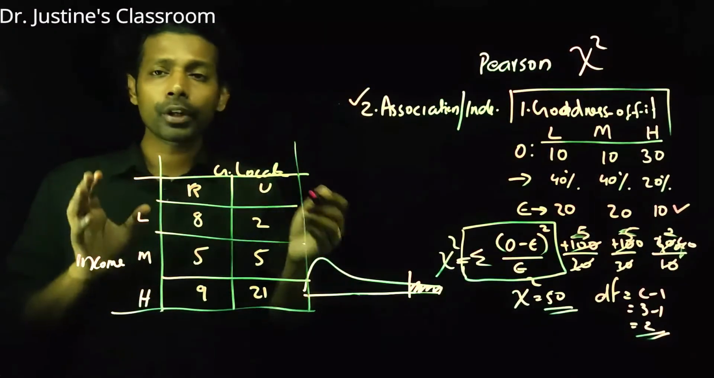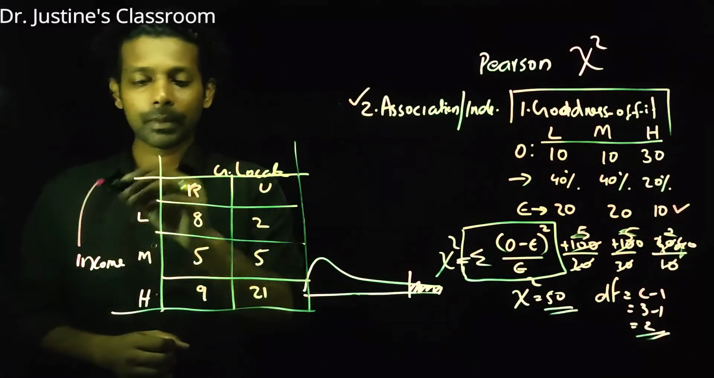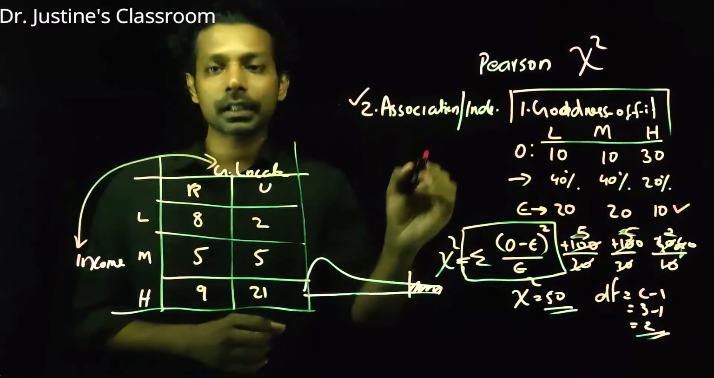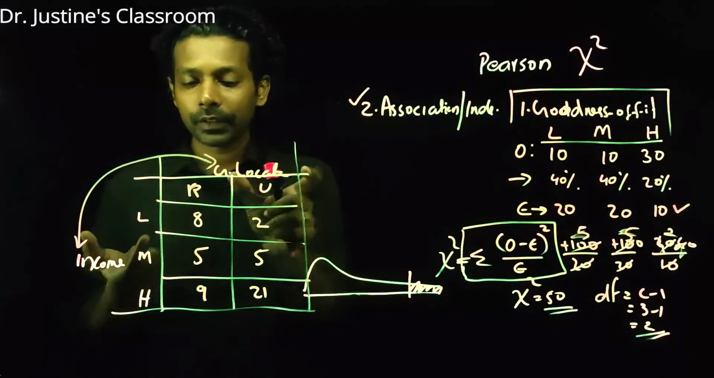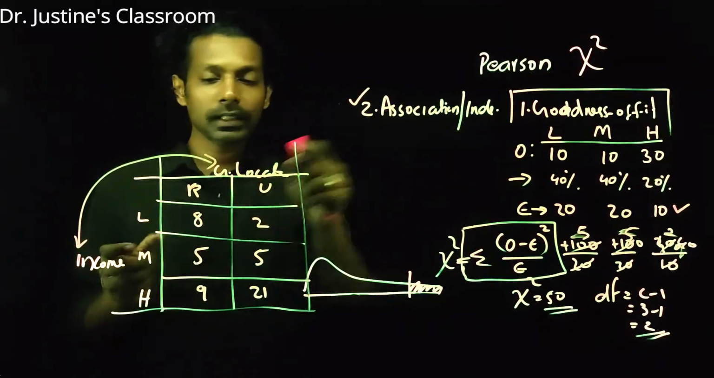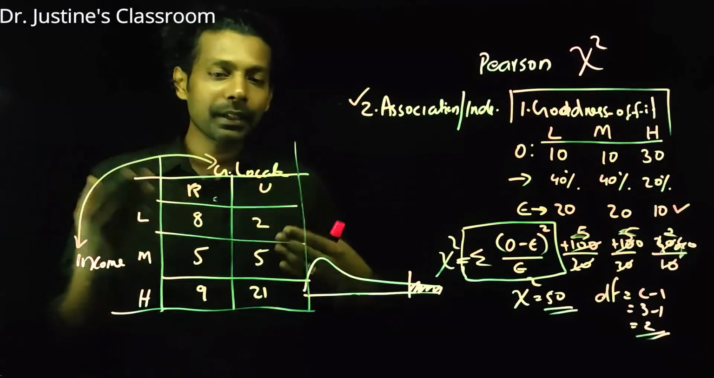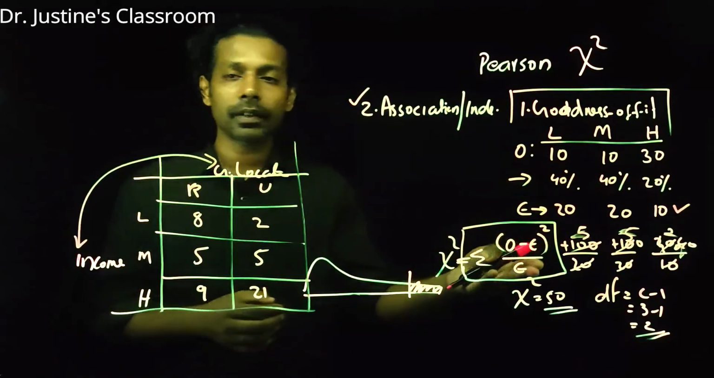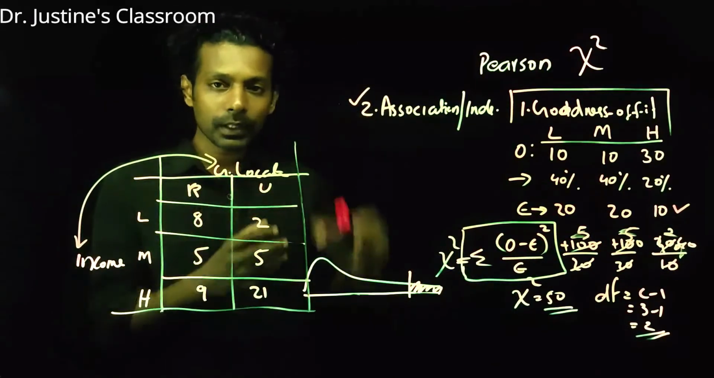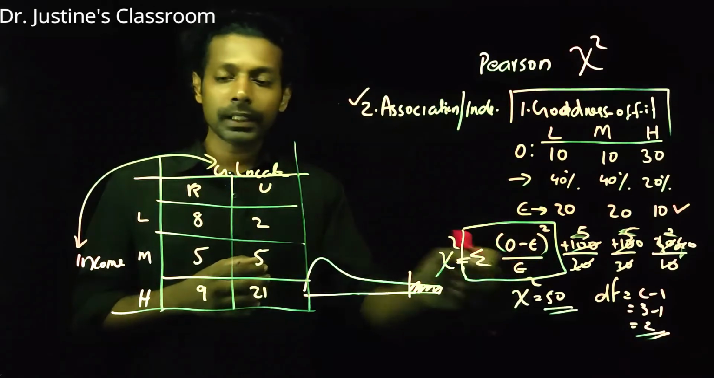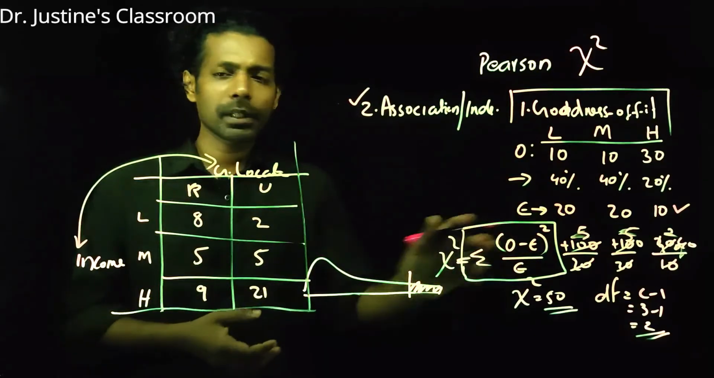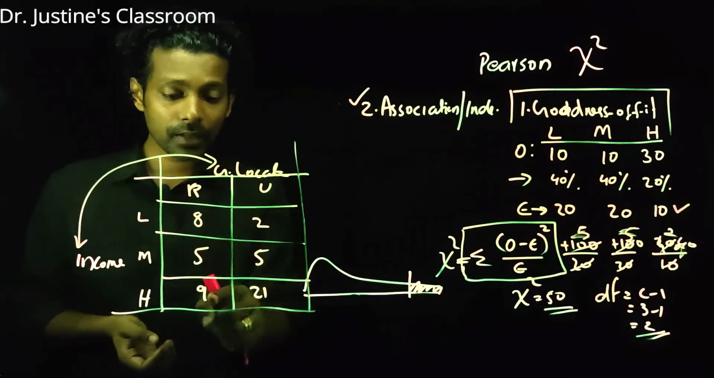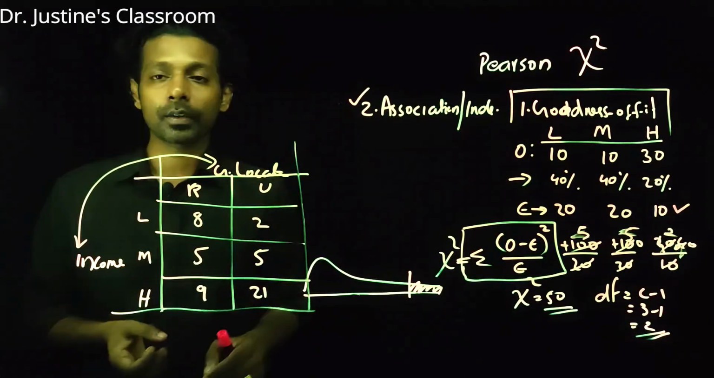Okay, now what if you need to really find out the relationship between this variable and this variable? So the term generally we use is association. So we are trying to find out whether these variables are associated or these variables are independent of each other. Okay, so the equation is the same, observation minus expectation divided by E, you square it and sum all the data, and you will get the chi-square value, same equation itself. Okay, now what are the observations? These are the observations, 8, 5, 9, 2, 5, 21.